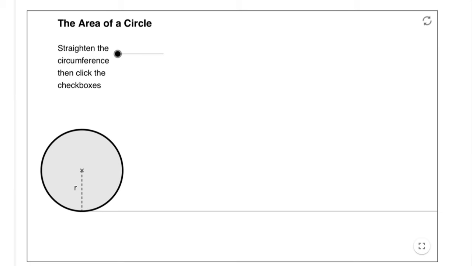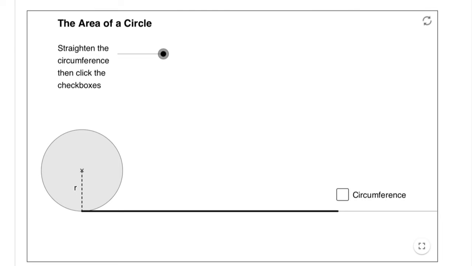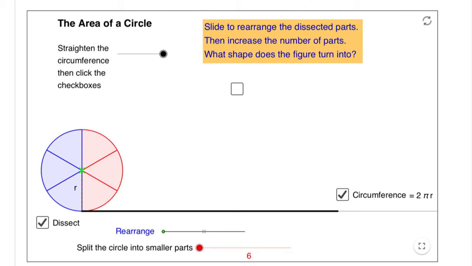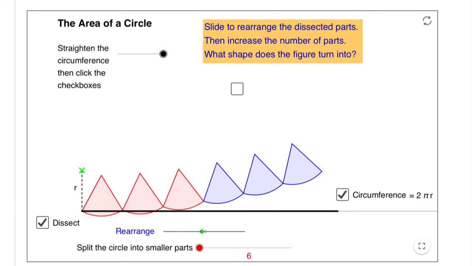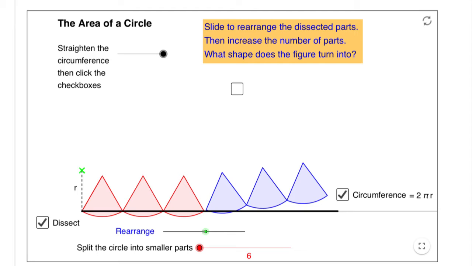I'm going to briefly show you the area of a circle and where it comes from. If you've got a circle and we were to lay out the circumference, then the circumference is shown here. We can dissect it, that's just cutting it into different parts, and then slide along to rearrange it. If we lay them out flat, you can see that 6 parts have been laid out, and it forms this line. This line, the black line, is the circumference of the circle.